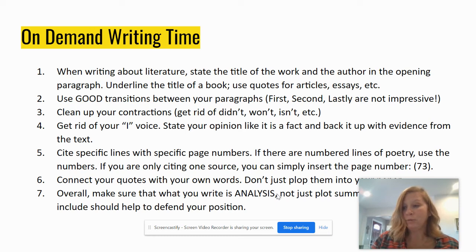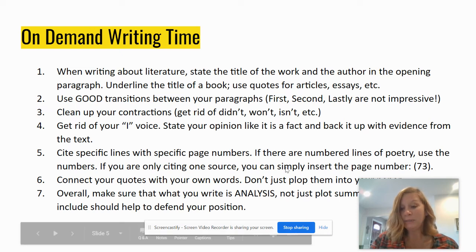Use good transitions between your paragraphs. First, second, and lastly, not super impressive. So if you can beef them up a little bit beyond that, that would be better. Clean up your contractions. Get rid of your didn'ts, your won'ts, your isn'ts. That's not a game stopper, but it does show a little bit more of a polished style in the end if you can get rid of those. Definitely get rid of your I voice. Okay, this is not first person perspective. You're going to state this like it's a fact.